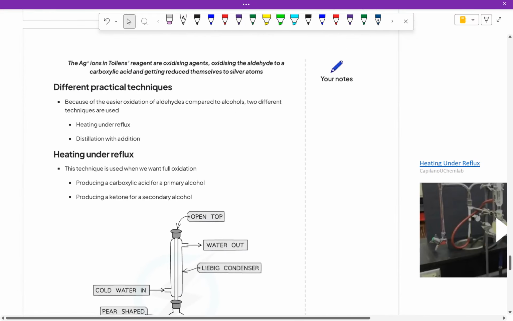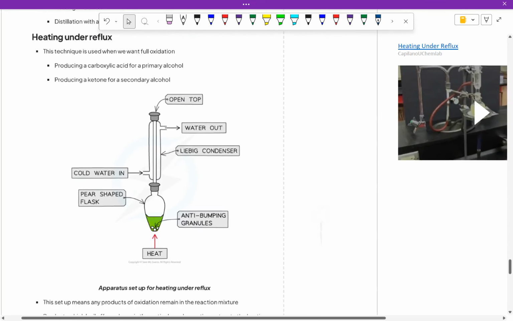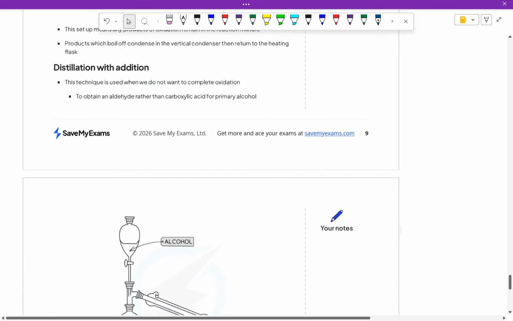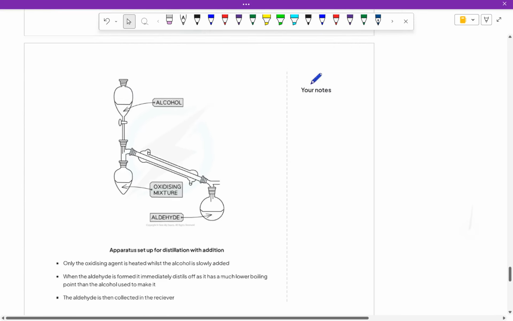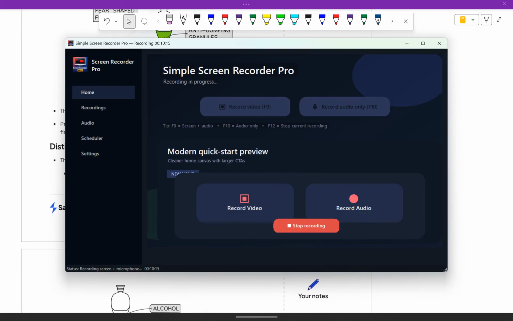Now, as I mentioned before, in alcohols you will need two practicals. One is heating under reflux. I did attach one video, so feel free to look over how other people do it. The other one is distillation with addition. Have a read of these notes. Let me know if you have any questions. All right, and that'll be it for alcohols.